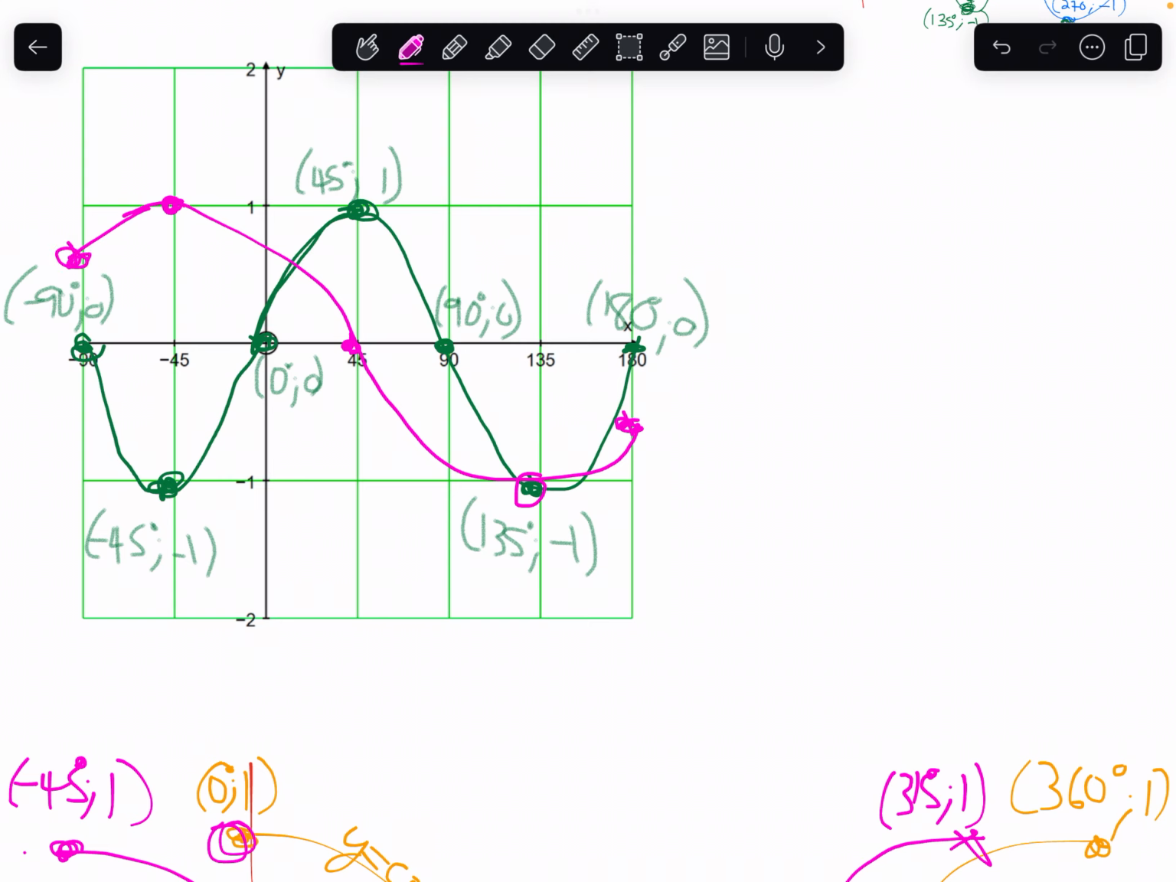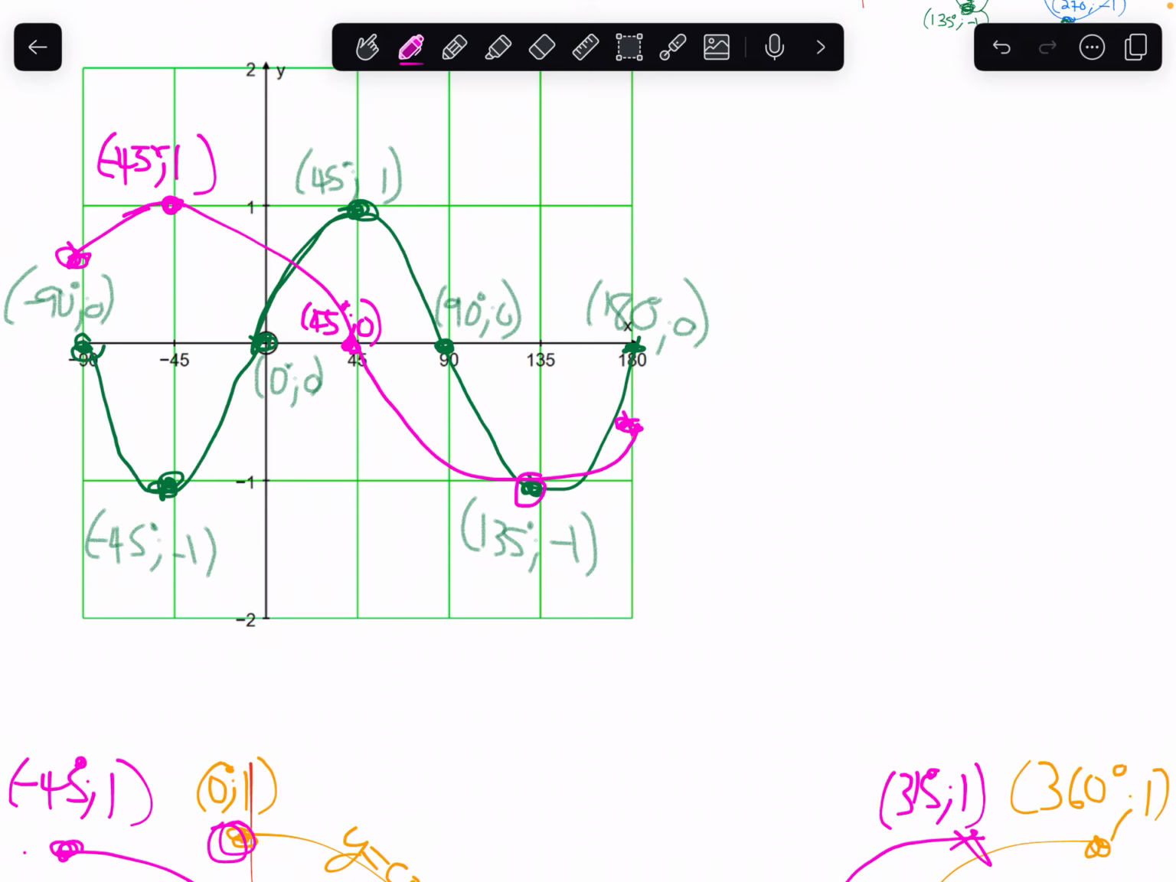Okay, wait, first let's label. This brain thinks of a number of things at once. Okay, right, so 45 and 1. Why do I keep saying and 1? Maybe I'm thinking of 10.